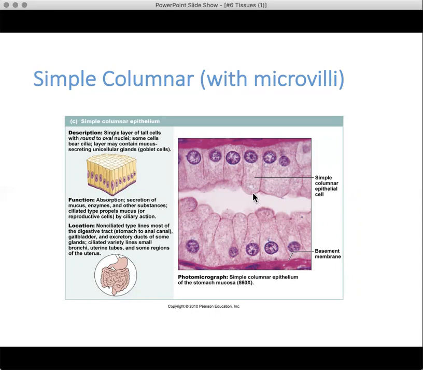When it has microvilli, this is found in the digestive tract. And the microvilli are projections that extend up from the membrane of the apical surface of the cell. And they increase the cell's surface area for absorption. So whenever you have microvilli, that allows for absorption. So it makes sense that you would have this lining the digestive tract.